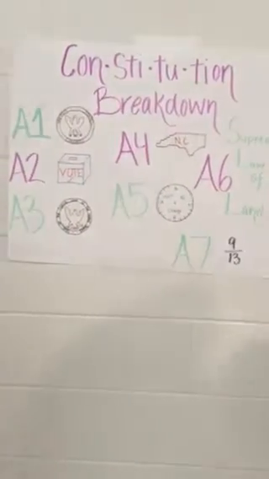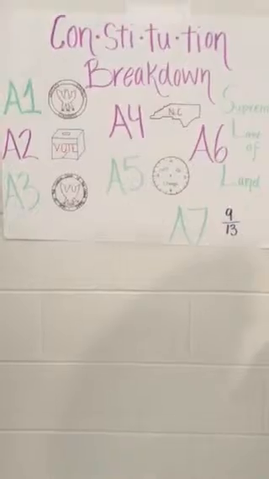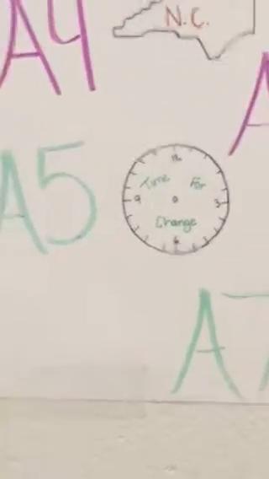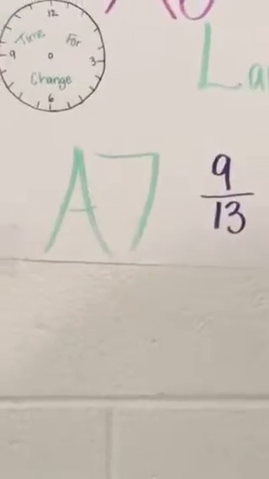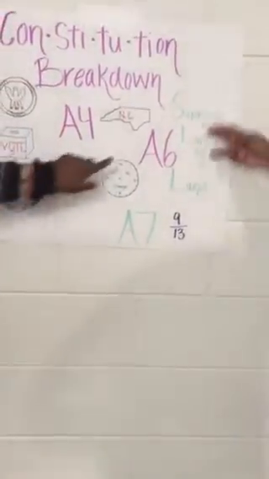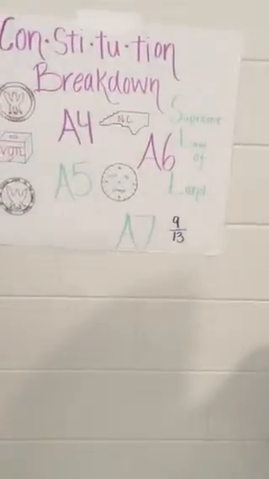Article 5 describes the amendment process. So let's skip to Article 7, which describes the ratification process. 2/3 of the Congress have to agree, and 3/4 of the states have to agree to amend or ratify. And finally, Article 6 describes the Supreme Law of the Land.